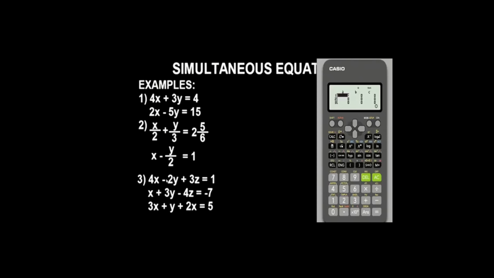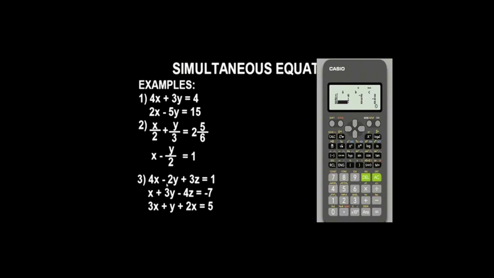So let's begin with equation 1 in this question 3. So coefficient of 4x here is what? 4. Alright, coefficient of minus 2y is minus 2. Okay, coefficient of 3z is 3. Alright, and the constant is what? 1. Okay, coefficient of x here is what? 1 for equation 2. Press 1. Coefficient of 3y is what? 3. Coefficient of minus 4z is what? Minus 4. Okay, and the constant is negative 7.